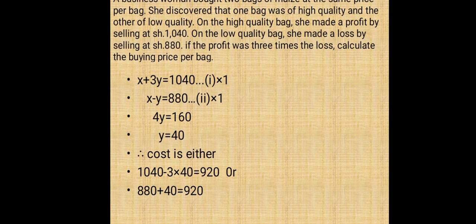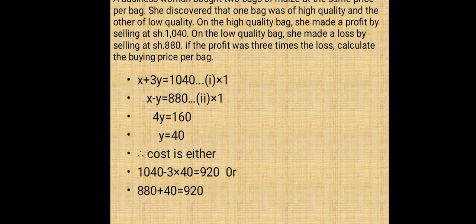Now, on those two equations we have formed, we can eliminate either X or Y so as to get the value of either. I decided to eliminate X, so I multiply each equation by 1, so the equations remain essentially the way they are. Now, if we subtract X minus X, we get nothing, and then we subtract 3Y minus Y, we get 4Y. We subtract 1040 minus 880, we get 160. So 4Y is equal to 160.